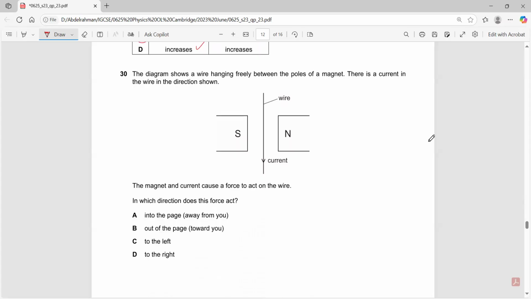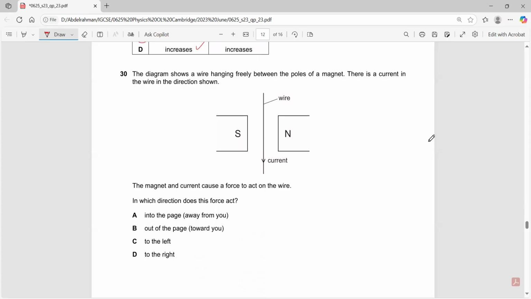The diagram shows a wire hanging freely between the poles of a magnet. There is a current in the wire in the direction shown. The magnet and the current cause a force on the wire. In which direction does this force act?